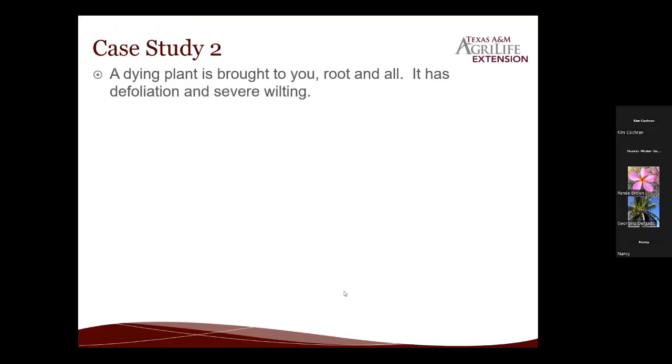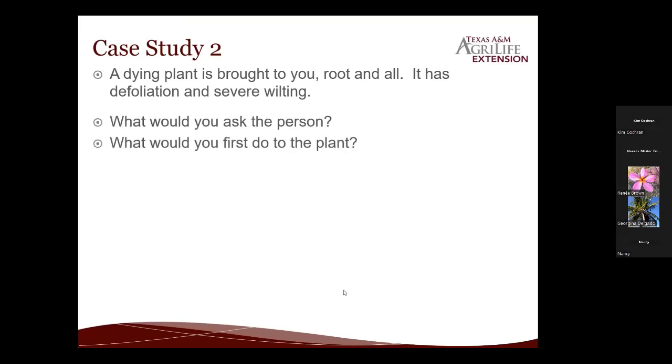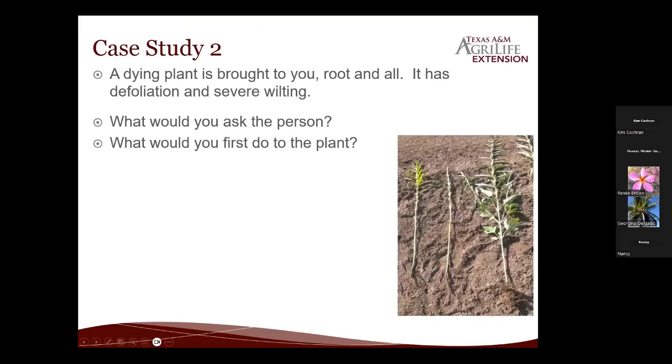All right, so case study 2. Let's say a dying plant's brought to you, like the whole thing. It has defoliation and severe wilting. What's the first thing that I ask the person and what would I first do to the plant? And this is what I was brought. So some poorly looking plants, lack of vigor compared to a normal plant on the right. So first question was, what is this?